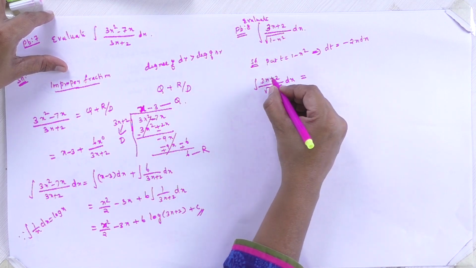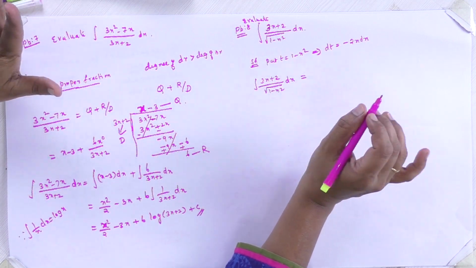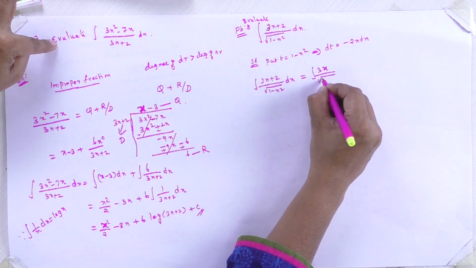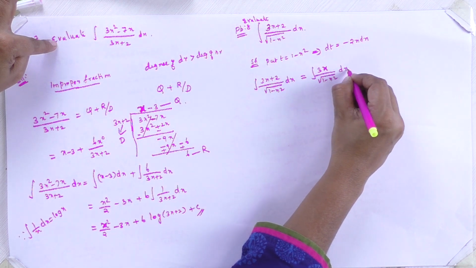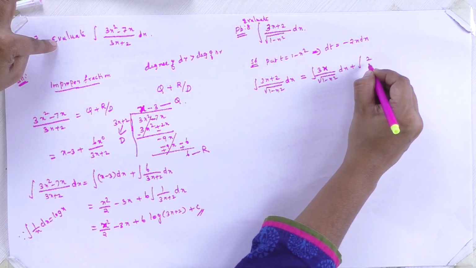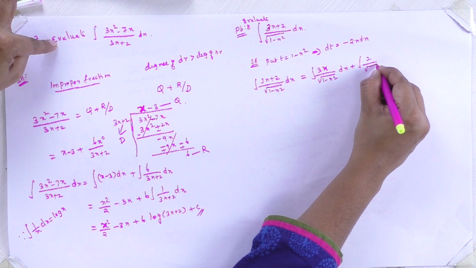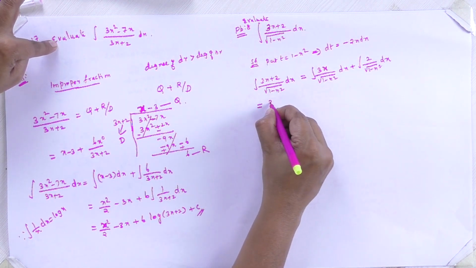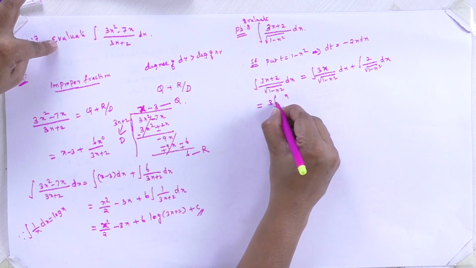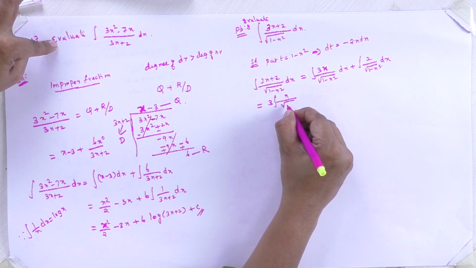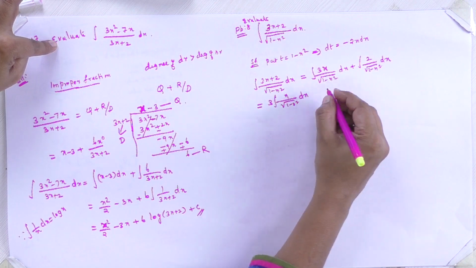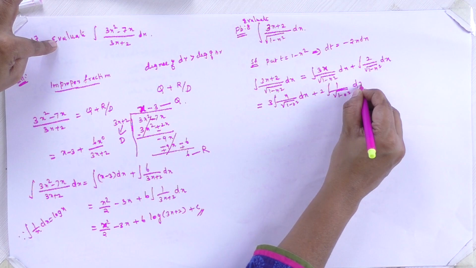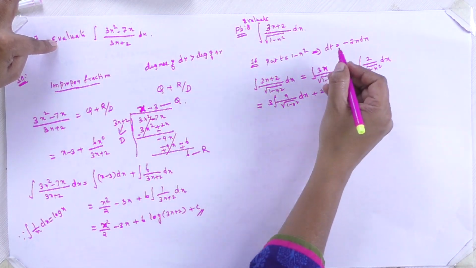This can be written as, there are two terms, you split it into two integrations: integral 3x divided by root of 1 minus x square into dx plus integral 2 divided by root of 1 minus x square into dx. So this is equal to, you take this 3 out, x divided by root of 1 minus x square into dx plus 2 times the integral of 1 divided by root of 1 minus x square into dx.